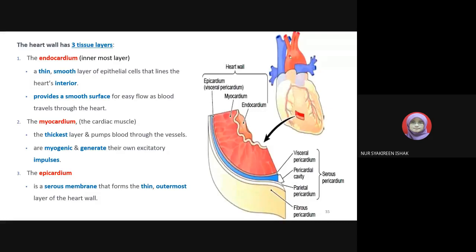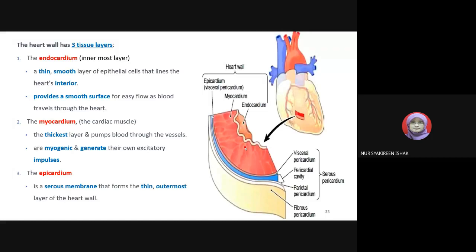So these are the vessels. You have the aorta and the pulmonary artery, coming out of the heart. So the myocardium is the thickest layer and pumps blood to the vessels, the aorta and pulmonary artery. They are myogenic. So what is myogenic? Myogenic means the myocardium is capable of initiating its own impulse that causes the contraction of the muscle, which causes the heart to pump.